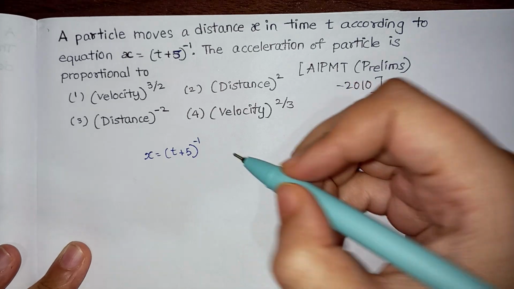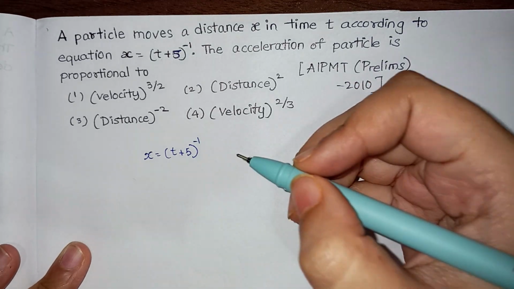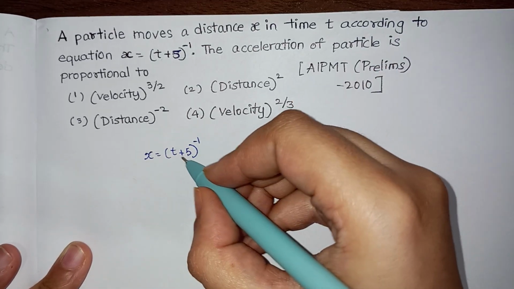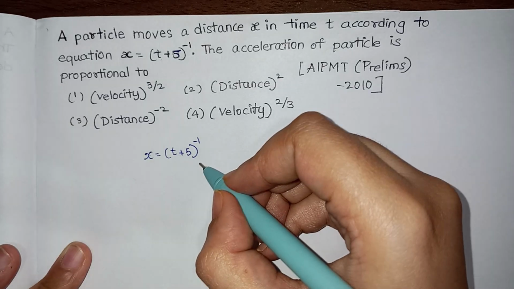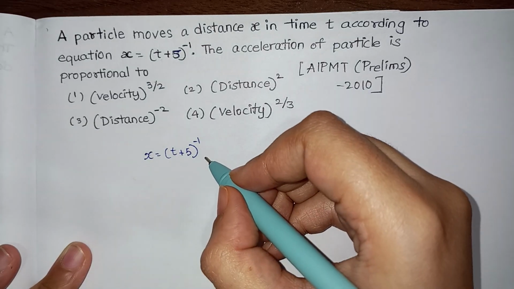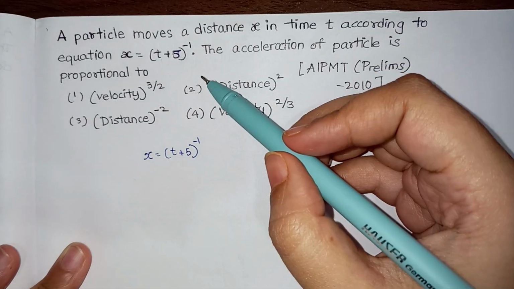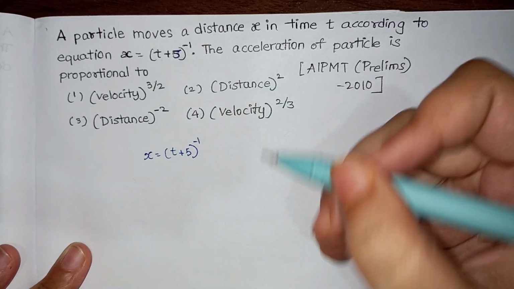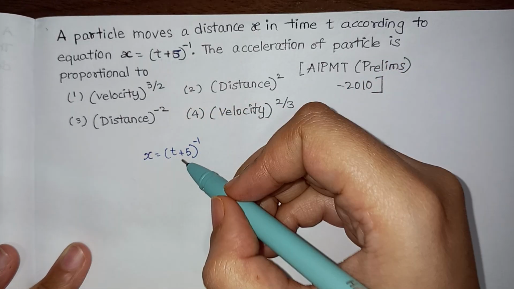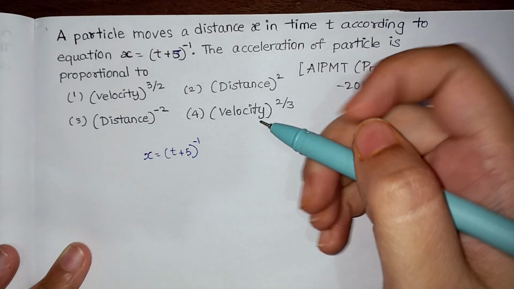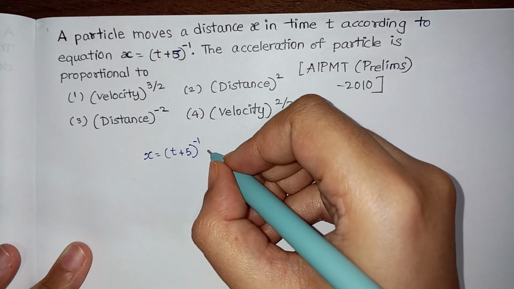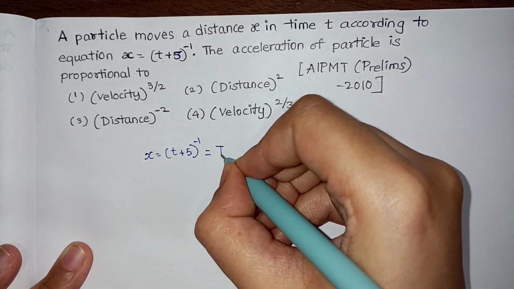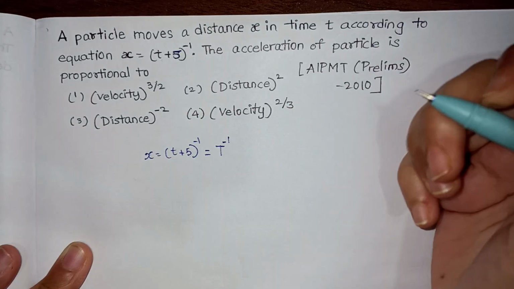So here, for simplification, we substitute t plus 5 as T. There is nothing wrong in substituting like that, because we are asking about proportionality. Even if there is an equation, at the end we can substitute this t plus 5 in the place of T. So I'm writing this as capital T power minus 1.